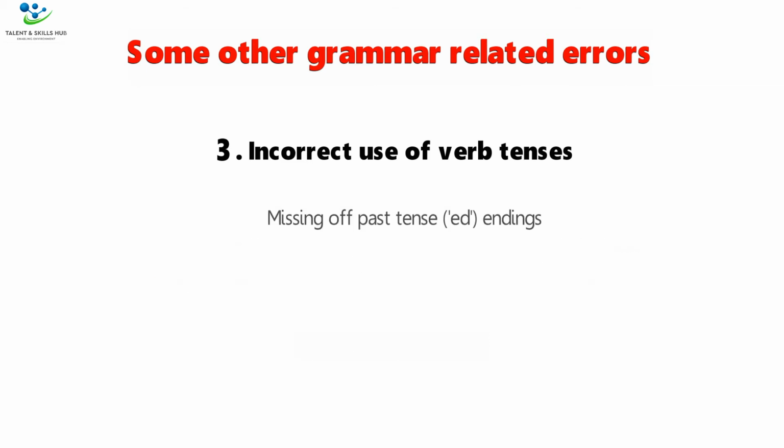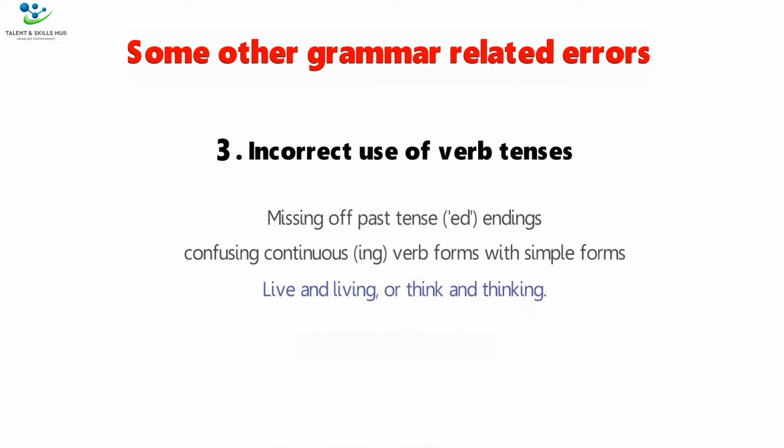Missing off past tense endings is another quite common error, as is confusing continuous verb forms with simple forms, such as live and living, or think and thinking. These kinds of mistakes may be related to your first language or dialect, and if so, you need to proofread.